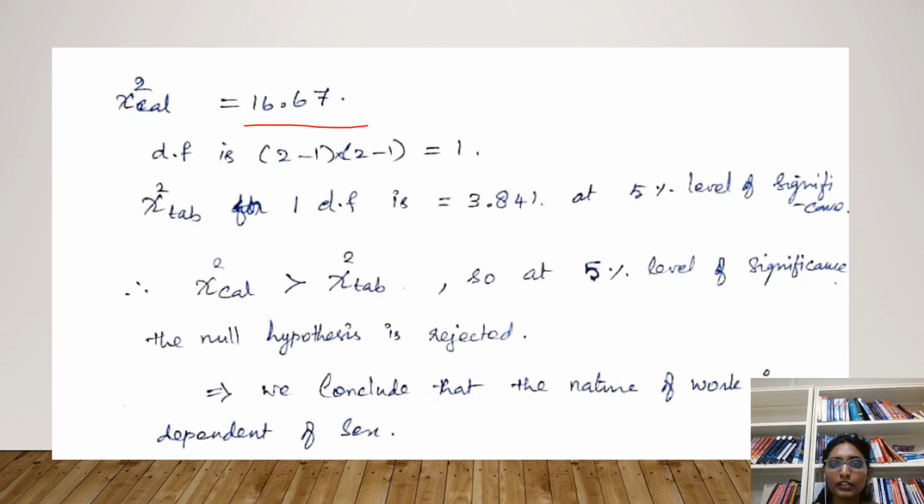So you have to check the degrees of freedom. What is our degrees of freedom? We have 2 rows, so R minus 1 is 2 minus 1. And how many columns? We have 2 columns, so C minus 1 is equal to 2 minus 1. So this one is 1 into 1, that gives 1. So for chi-square, we have to check in the table at 1 degree of freedom and 5% level. The table value is 3.841. So our calculated value is higher than the table value. So at this 5% level of significance, this null hypothesis is rejected. That means we conclude that the nature of work depends on the sex or gender. Okay, is it clear?